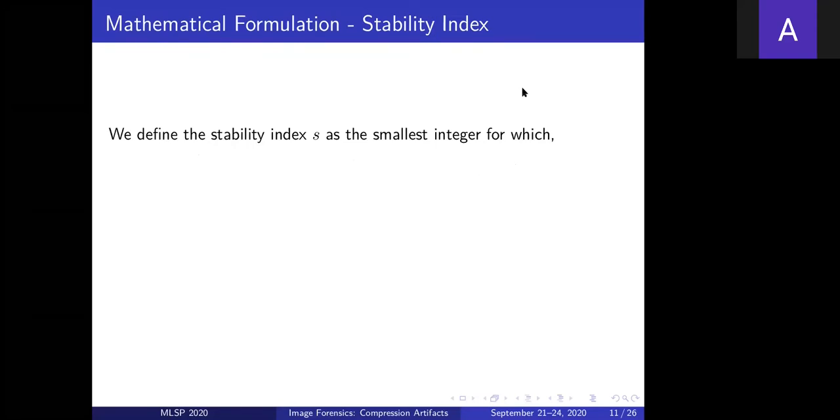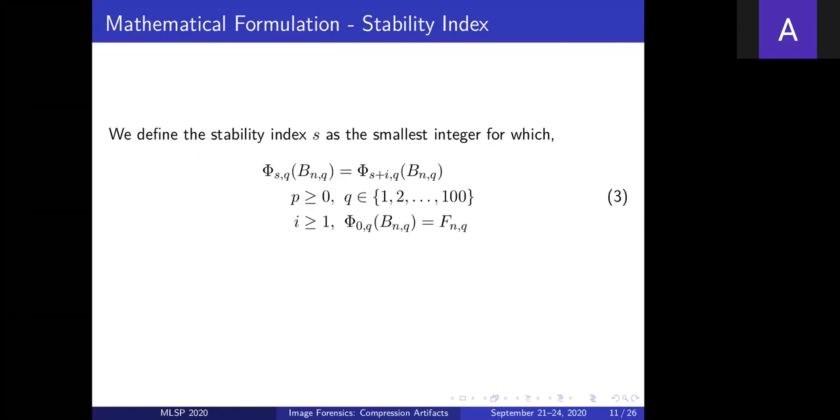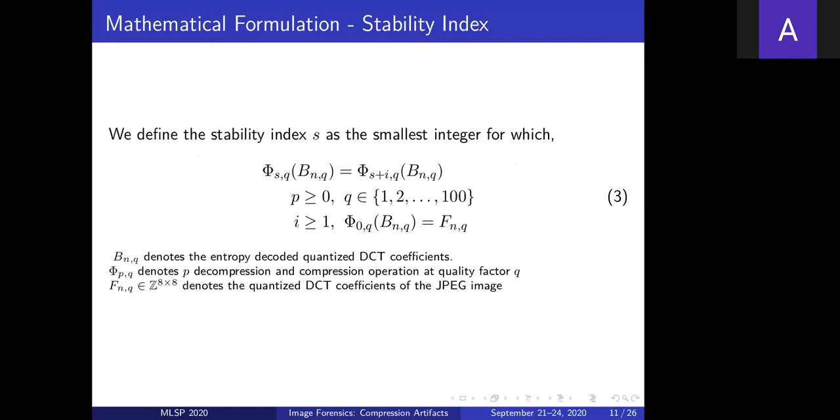Mathematically, we define stability index as the smallest integer S for which phi S Q of BNQ is equal to phi S plus I Q of BNQ, where BNQ represents the entropy decoded quantized DCT coefficients. Phi PQ represents P decompression compression operations, and FNQ represents the quantized DCT coefficients.